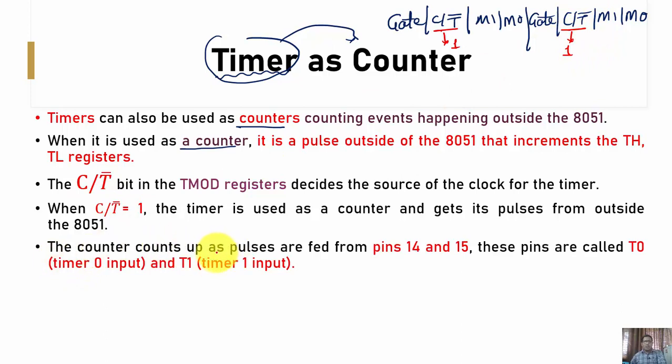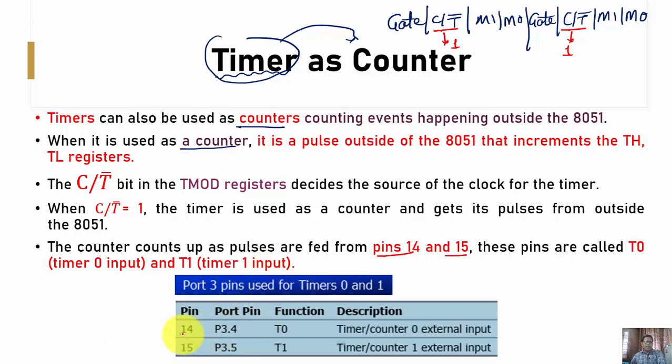The counter counts up the pulses fed from pin number 14 and 15 of the 8051 microcontroller, and these pins are generally known as timer 0 input and timer 1 input. The T0 pin is known as timer 0 input and the T1 pin is known as timer 1 input. Pin number 14 is P3.4, termed T0, and pin number 15 is P3.5, which is termed T1, right?